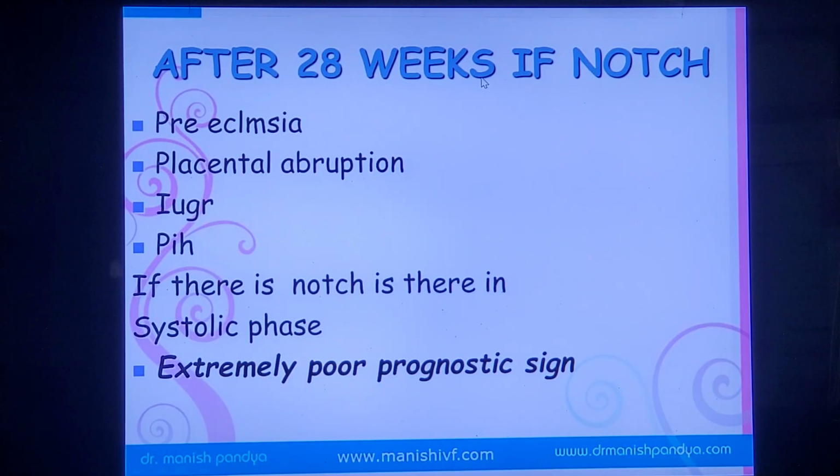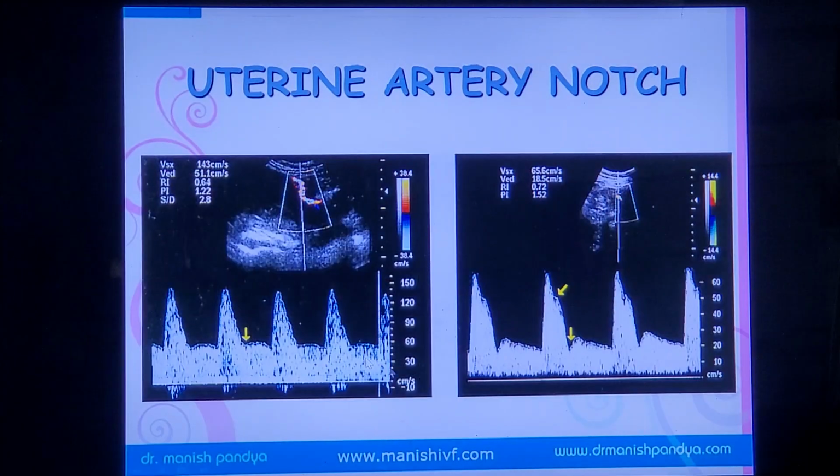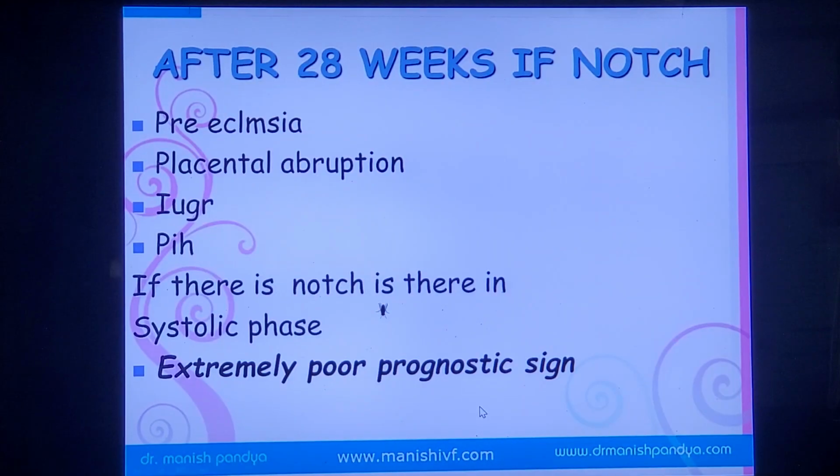Okay. If a notch is present after 28 weeks of gestation, then we have to think of preeclampsia, placental abruption, intrauterine growth retardation, IUGR. If there is a notch in the systolic phase, a systolic notch like this, then the prognosis is very poor in that patient.